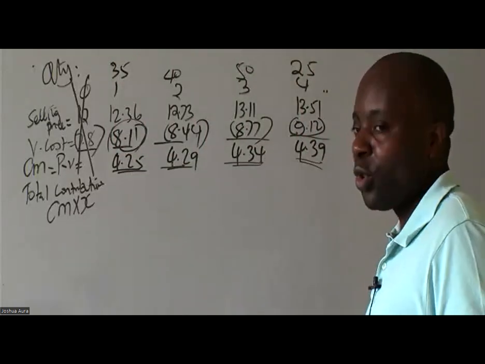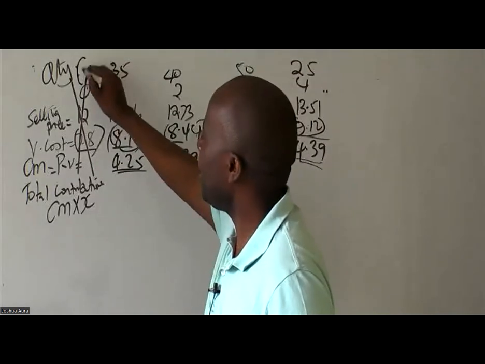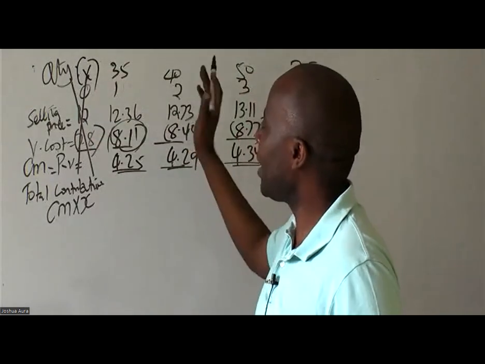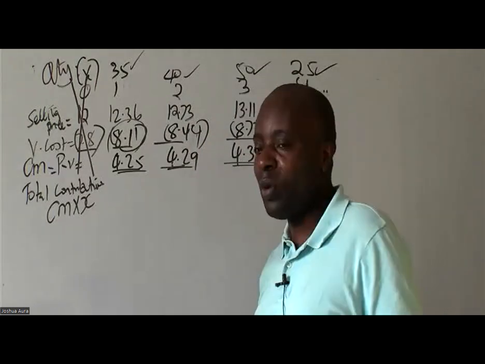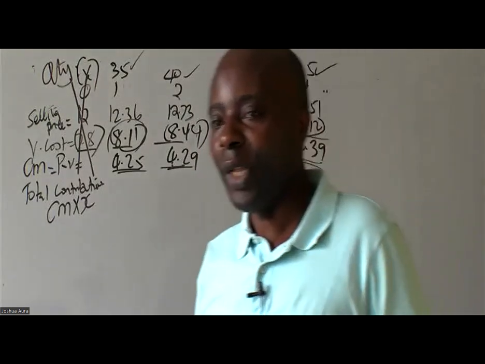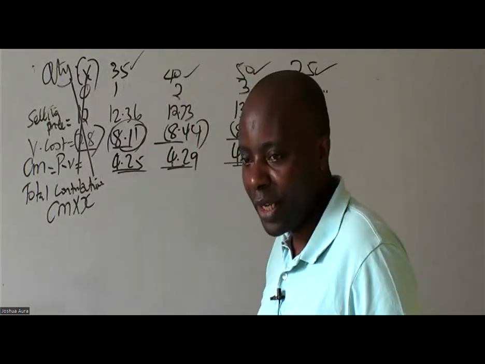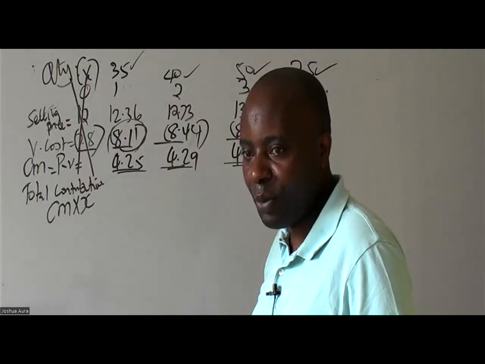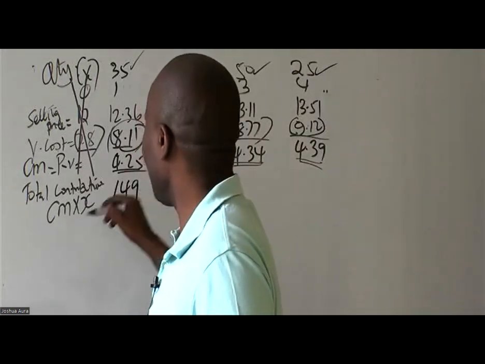So uchukue hapa hizo units tuko nazo, hizi ndizo x. Sasa nataka kunipatie figures za whole number ndio tuweza kumove haraka. 35 times 4.25. So then this gives me what figure, somebody? I'm told by Roba is 149. 149 is a beautiful figure.